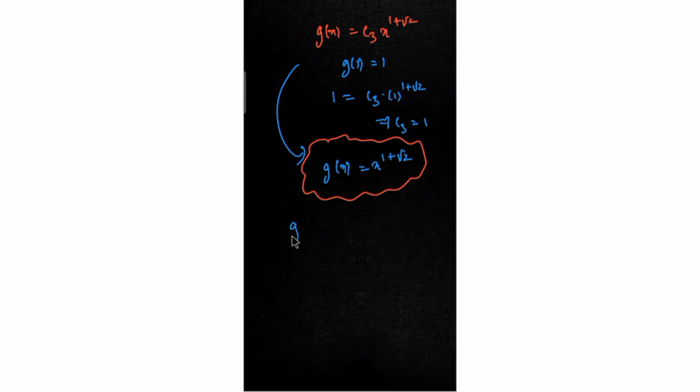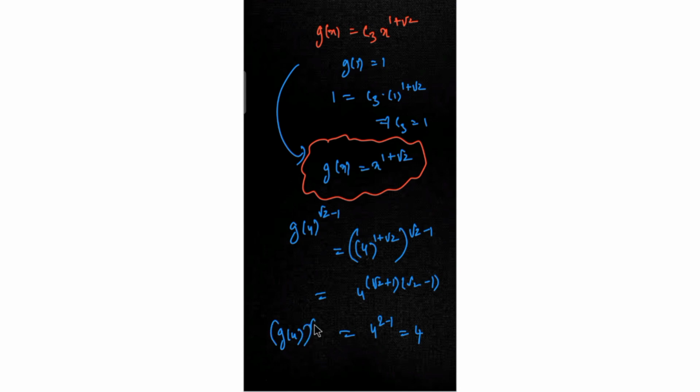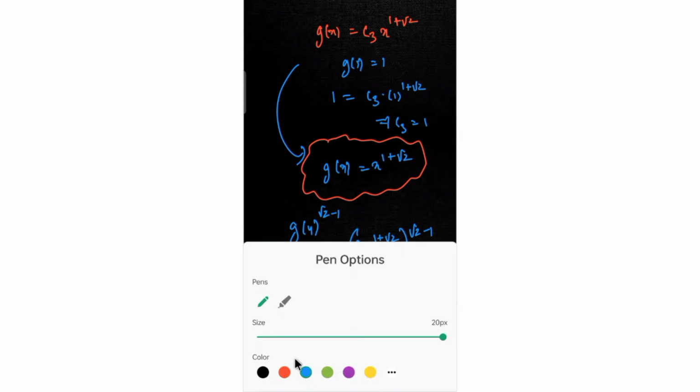Now what's the value that we need to find? g of 4, whole power root 2 minus 1. So g of x is 4 power 1 plus root 2, and whole power root 2 minus 1. So I'll just use 4 power root 2 plus 1 into root 2 minus 1. That is a plus b into a minus b, a square minus b square. So 4 power 2 minus 1, which is equal to 4. So this is the value of g of 4 whole power root 2 minus 1, and this is how I found the answer.